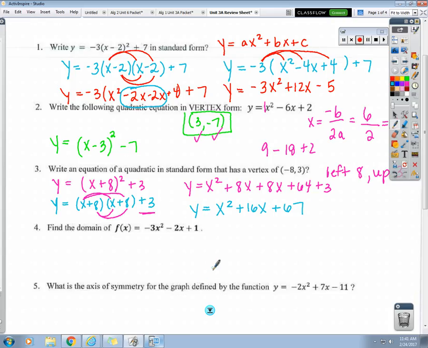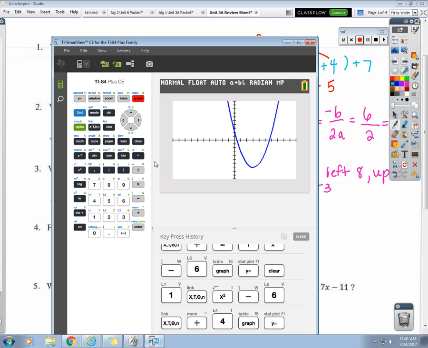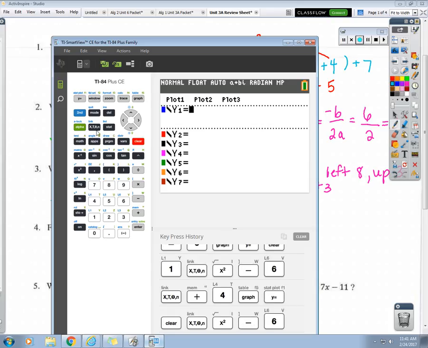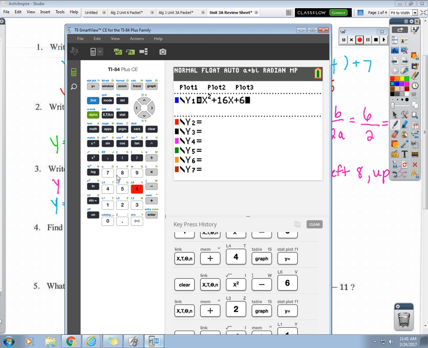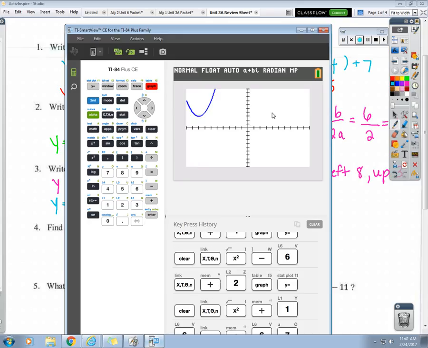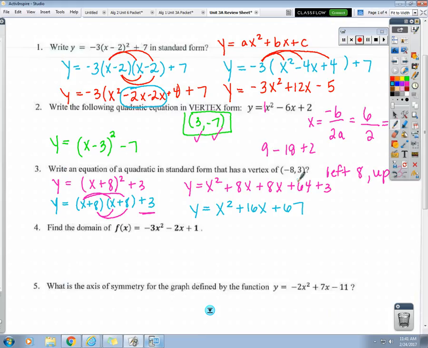And so now is that in standard form? Okay, now let's check and make sure we've done it right. Let's graph our answer. Y equals x squared plus 16x plus 67. What's the vertex of this parabola? 1, 2, 3, 4, 5, 6, 7, 8. So negative 8 and then up 3. Well, look, negative 8, 3. That means it's the right equation because it gave us a parabola with a vertex at negative 8, 3.